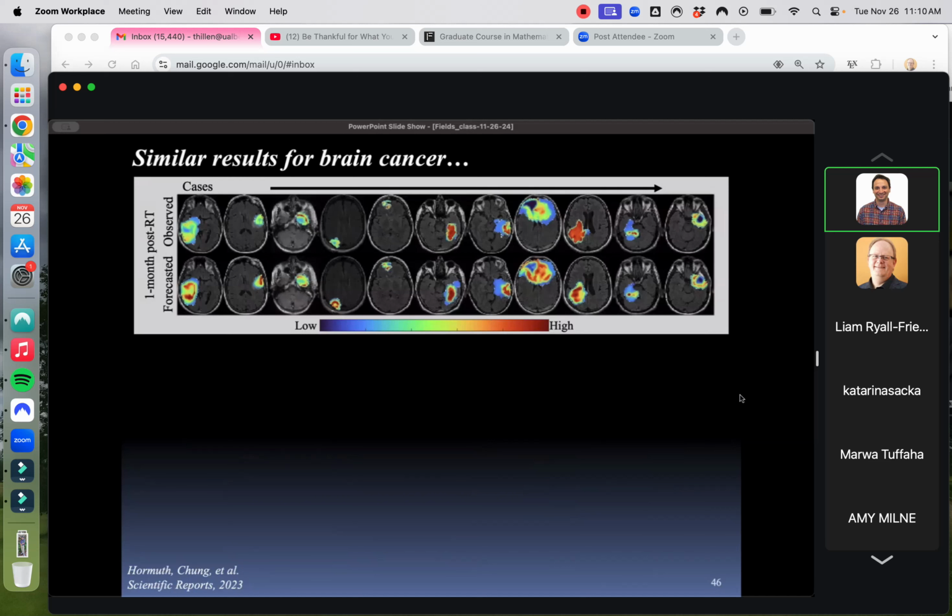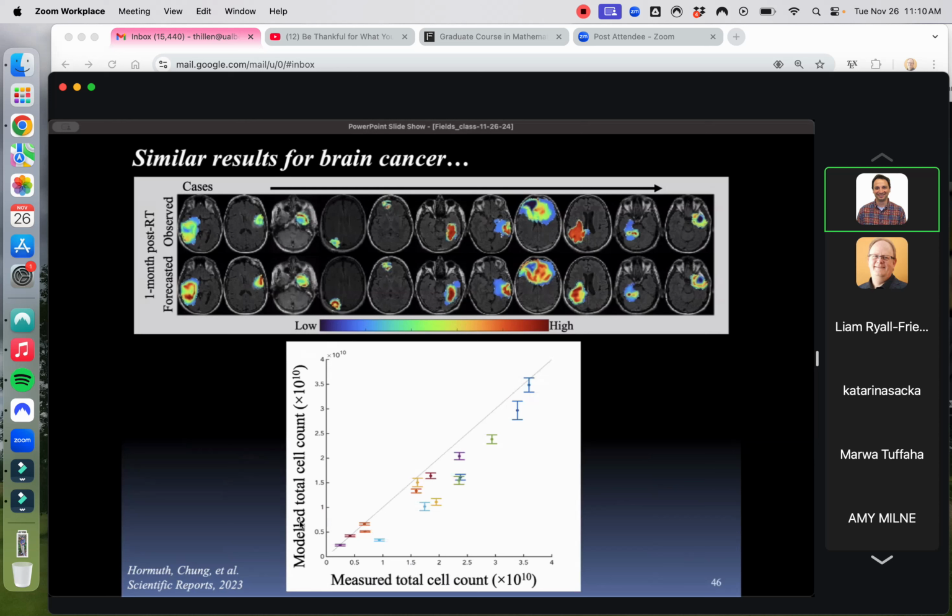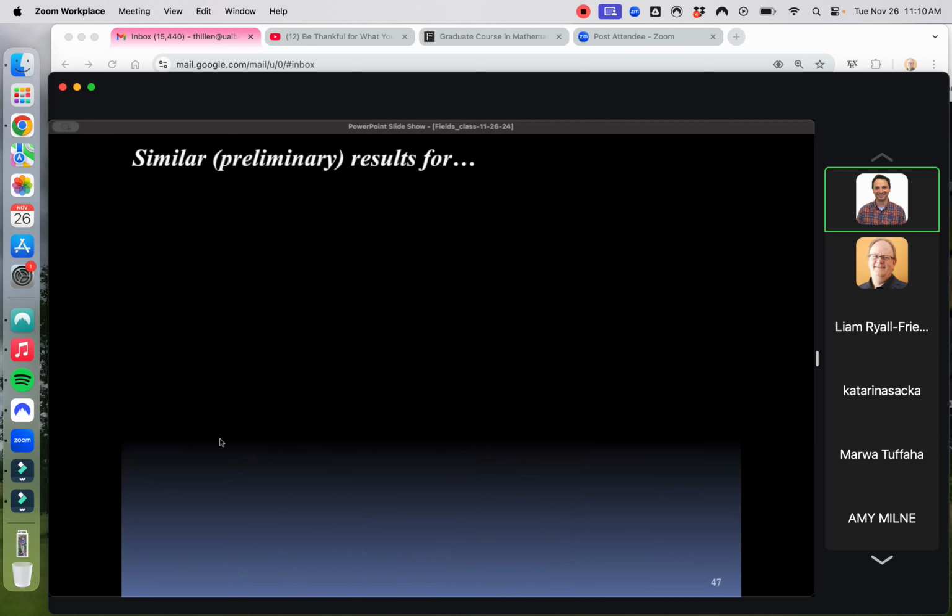Here it is, similar idea for brain cancer. This is the predicted on the bottom row. It's 1 month post radiation therapy. So we've moved from systemic therapy to radiation therapy. And so you can see some cases we do a really good job. Some cases we underestimate. Some cases we overestimate. But a lot of cases we do a pretty good job. And when you do this plot of measured versus modeled, it's not so bad, although there's clearly a systemic deviation here. So our model is not perfect.